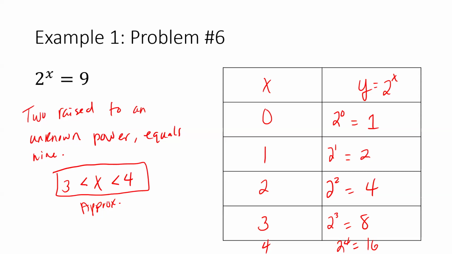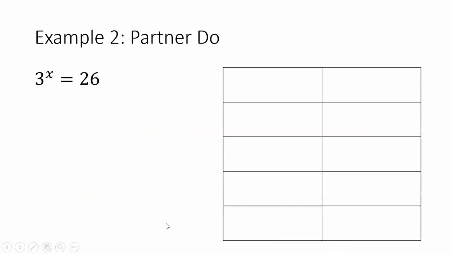All right. So you're going to try at your table with a partner, or a nearby partner if your table is empty. Here you go. You have 3 to the x equals 26. Find the approximate value of x.